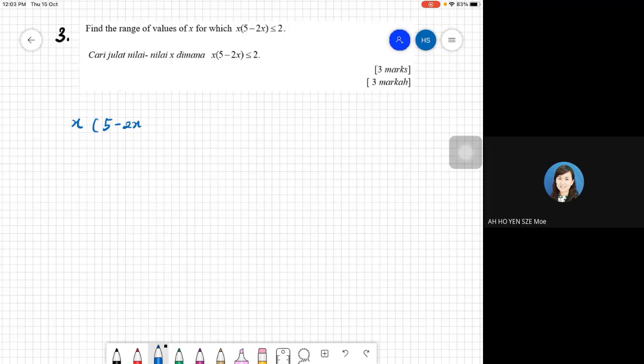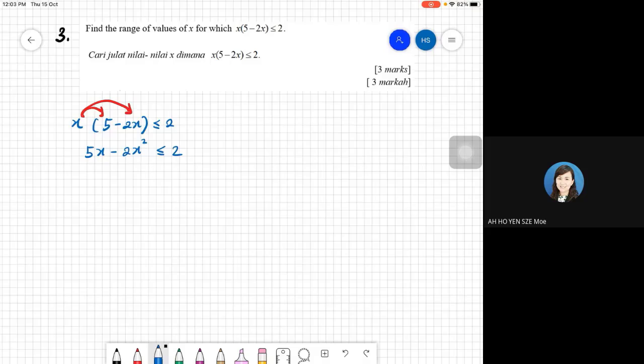There's only 2 possible answers as I showed earlier in the map. Okay, expand first, as usual. So that will be 5x minus 2x squared, less than 2. I always advise you all to make your x squared positive.